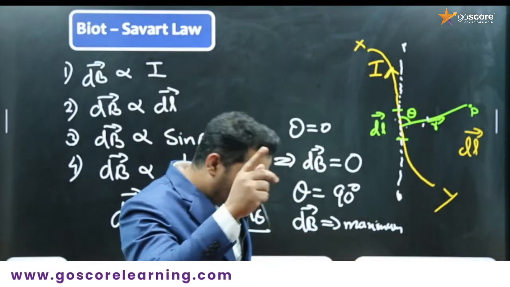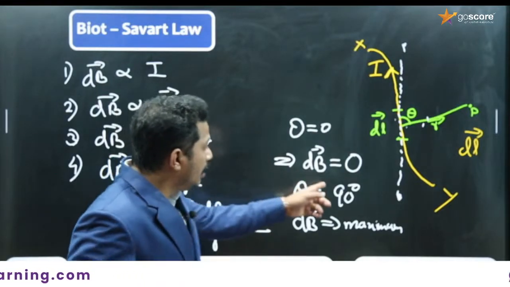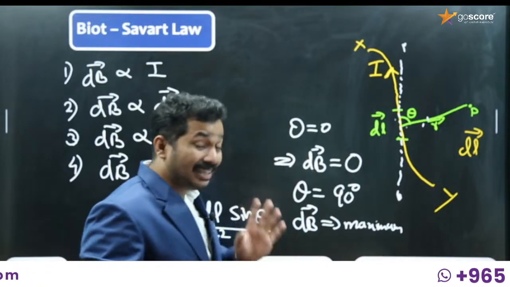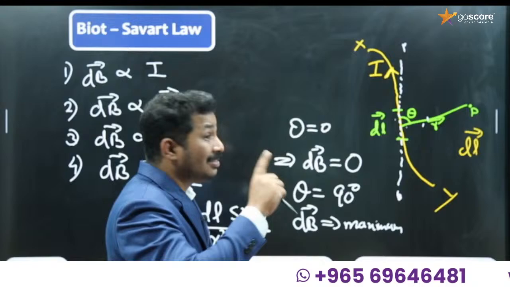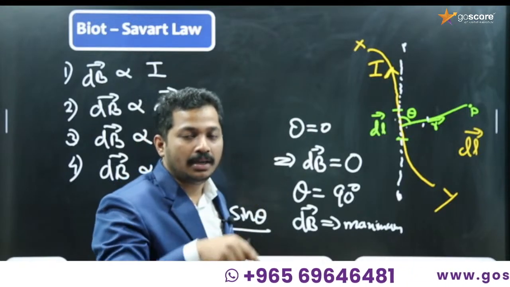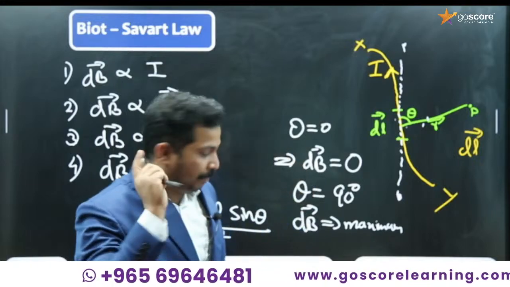So it may be asked in MCQs or case study questions. Please note that when theta equals 0, dB is 0. When theta equals 90, the magnetic field will be maximum. So you should remember what theta is. Theta is the angle between the current element and the vector joining the current element and the point P.